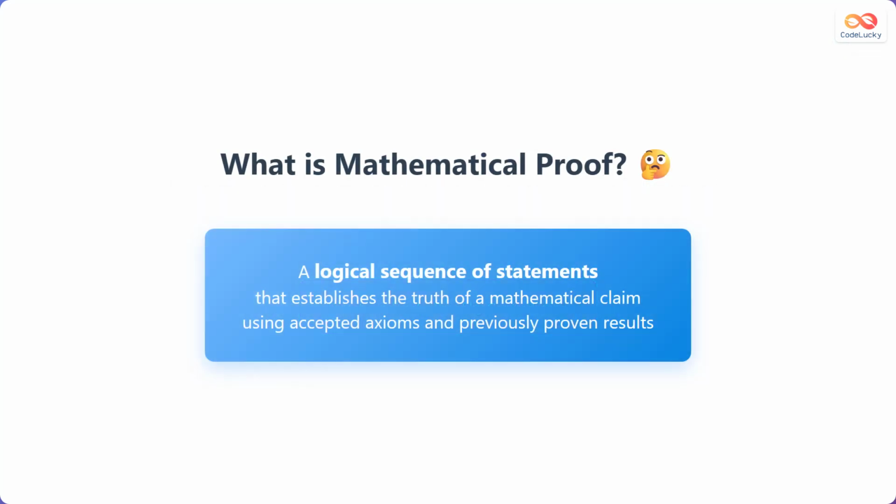So, what exactly is a mathematical proof? It's a logical sequence of statements that establishes the truth of a mathematical claim. This sequence uses accepted axioms, which are basic assumptions and previously proven results, building a solid, irrefutable argument.